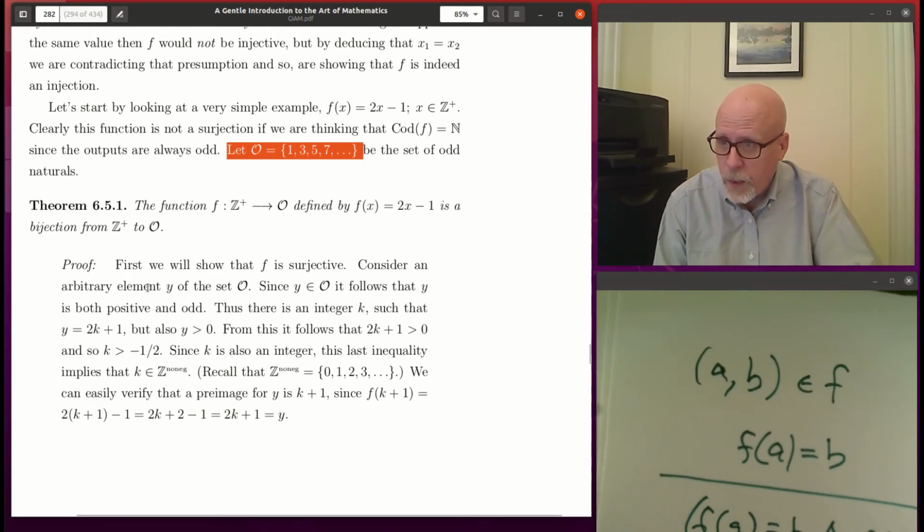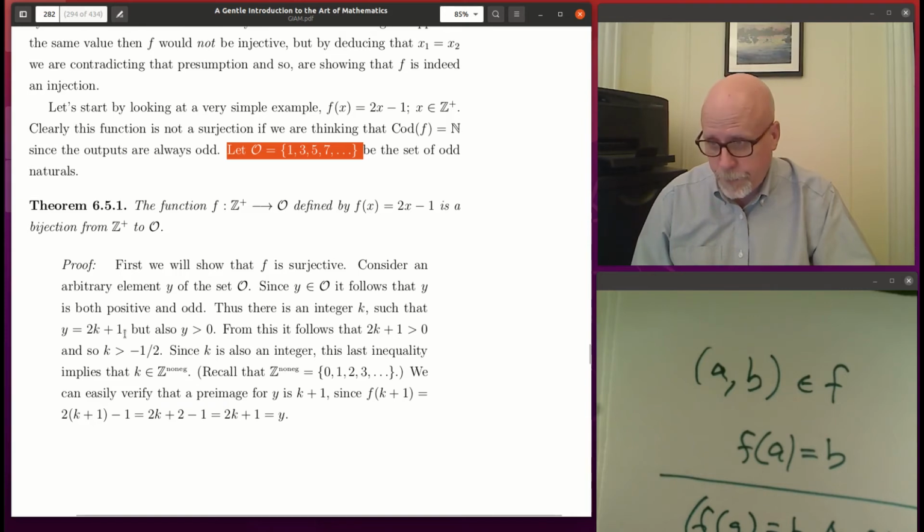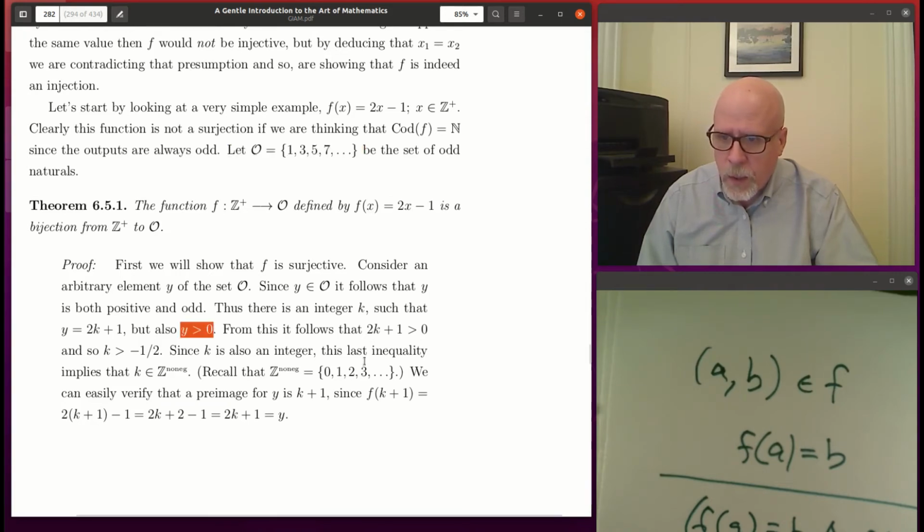We're considering an arbitrary element y of the set O. That's all we know, that it's in the set O, but that tells you a fair amount. It follows that y is both positive and odd, right? So that means there's an integer k, the witness to y being odd, so that y equals 2k plus 1. Also, y is positive, because we were talking about positive odd numbers. So I'm just substituting 2k plus 1 in for y in this inequality, and doing a little algebra, I deduce that k is bigger than negative a half.